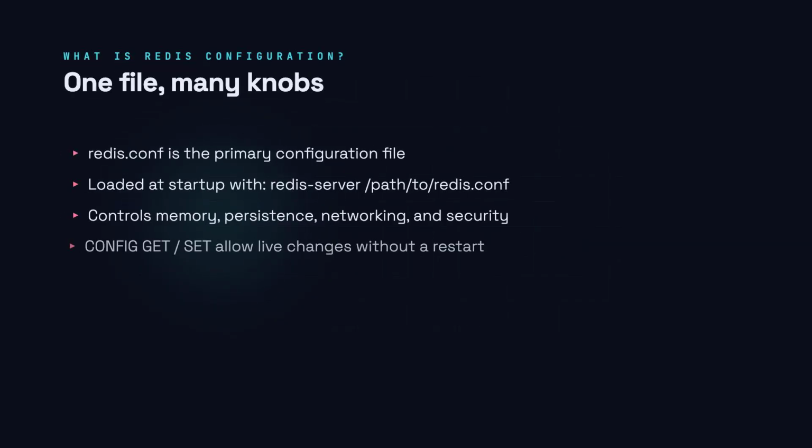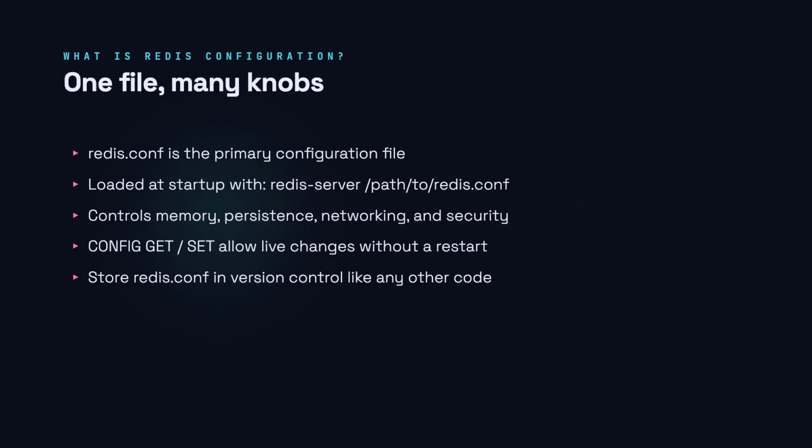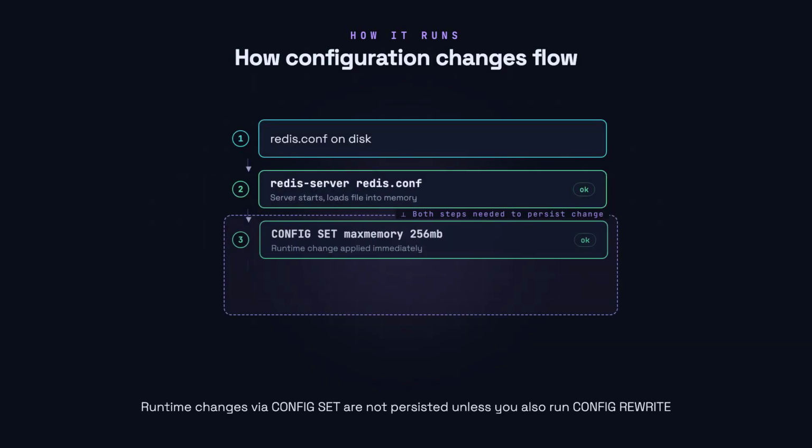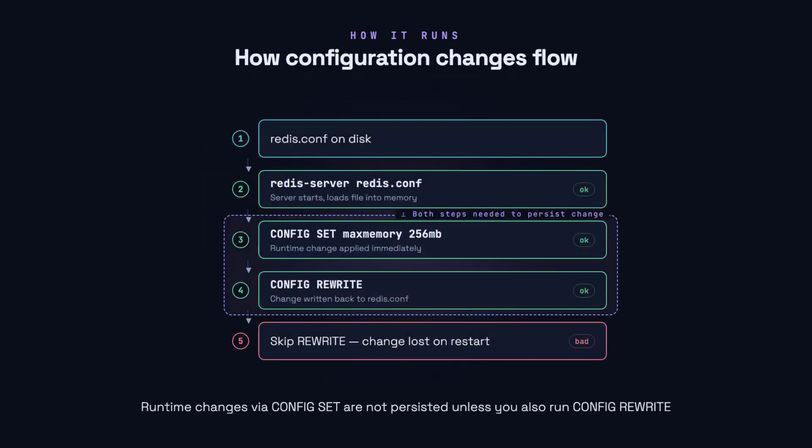Redis reads its settings from a plain text file called redis.conf at startup. You can also tune a live server at runtime using config get and config set, which means zero downtime changes for most knobs. Config set takes effect immediately in the running process, but it does not touch the file on disk. If you want the change to survive a restart, you must follow it with config rewrite, which updates redis.conf in place.